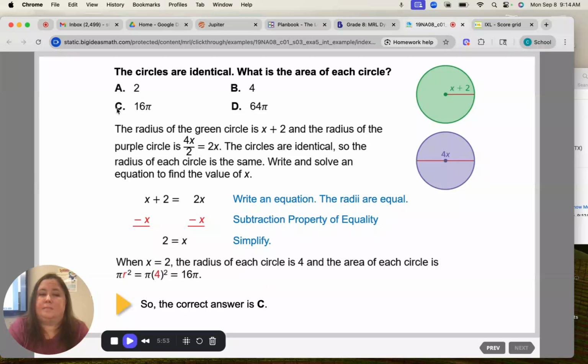So the answer would be C, since you have to choose a letter. Correct. All right, so to remind you, you need to also remember the area of a circle.